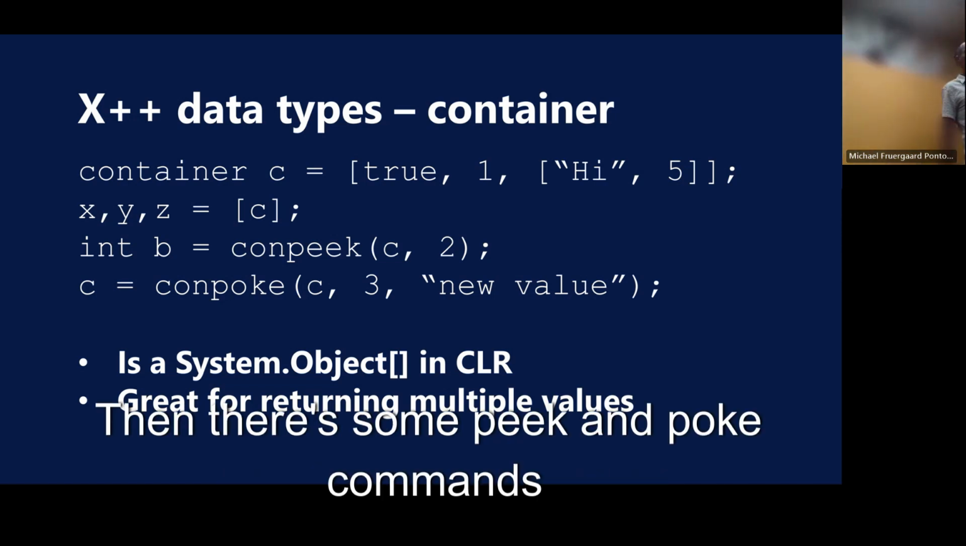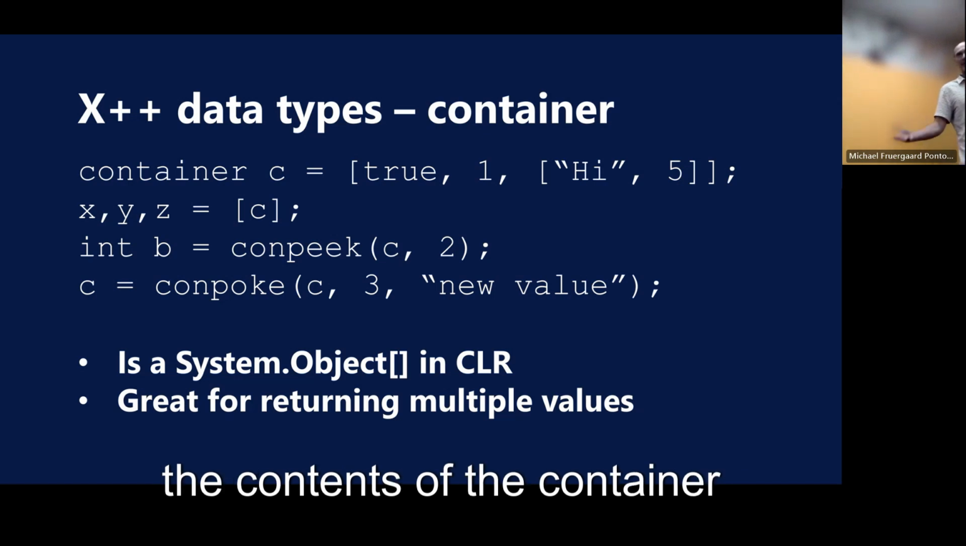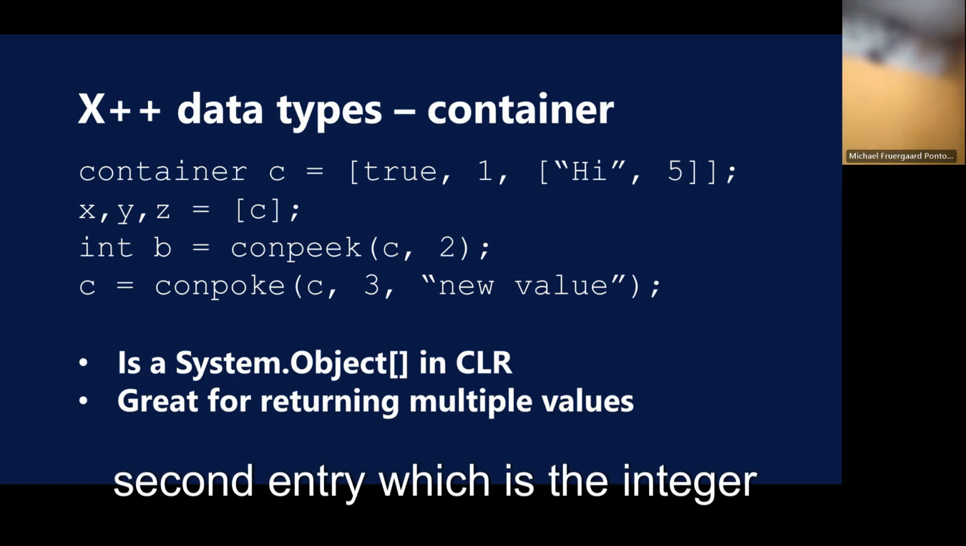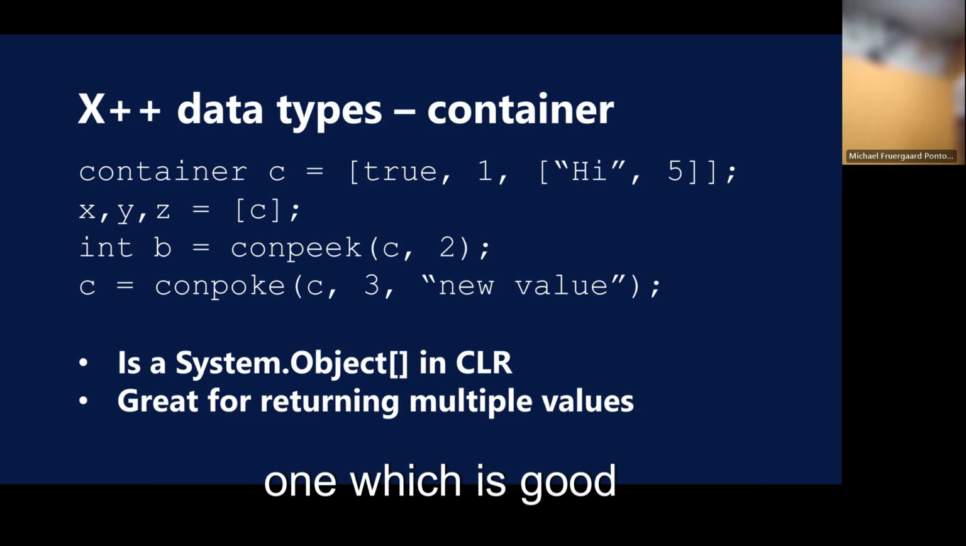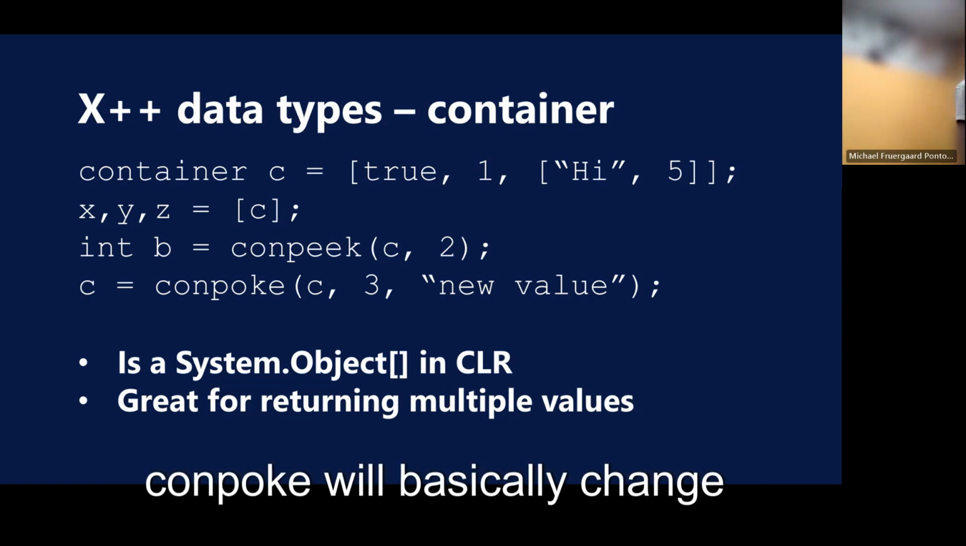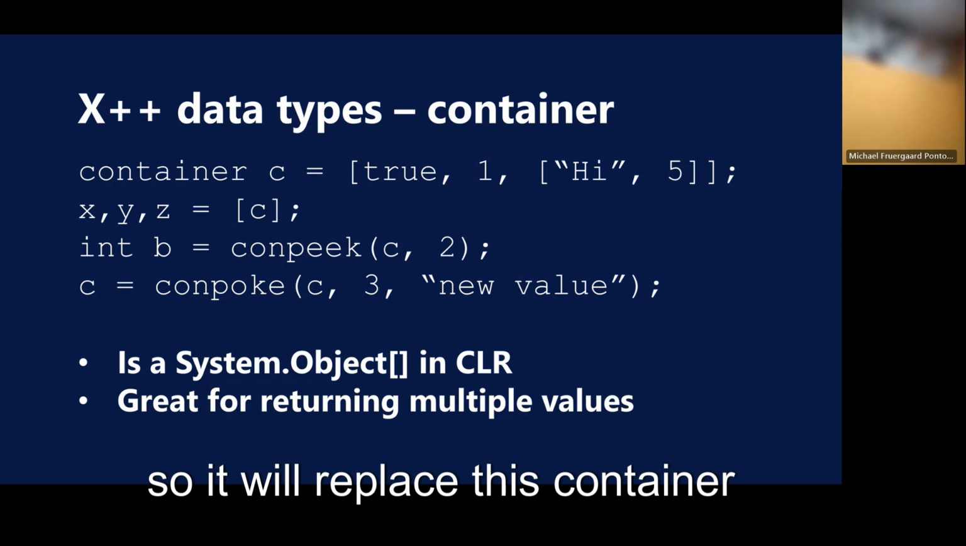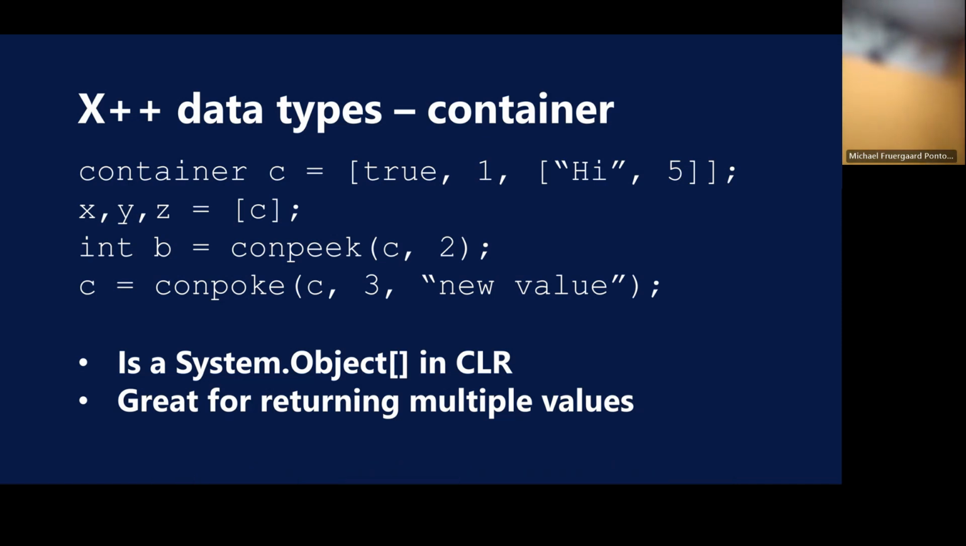Then there are some peek and poke commands if you want to play around with the contents of the container. So conpeek will give you the second entry, which is the integer 1, which is good. And conpoke will basically change value number 3 to a new value. So it will replace this container with a string "new value" and then return the container, so you have a new instance of the container.